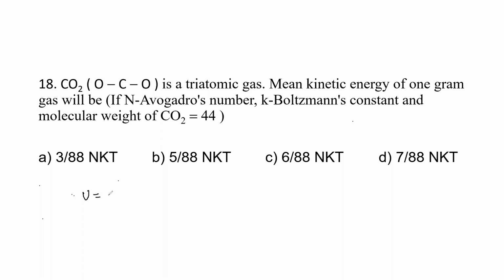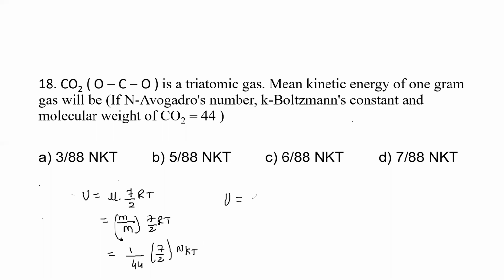So energy is equal to mu into 7 by 2 into RT. Here mu can be written as small m divided by capital M, into 7 by 2 R into T, which is equal to 1 divided by 44, and 7 by 2 into RT can be written as N into K into T. So U is equal to 7 divided by 88 N K into T. That is option D is the right option.